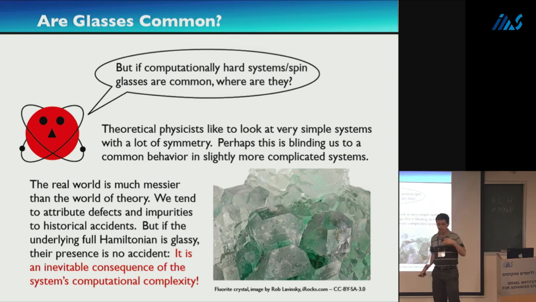And theoretical physicists have been blind to them because we really like the simple systems. They're much easier to work with. But of course, the real world is not so simple. It has all sorts of defects and imperfections and impurities and stuff like that. And maybe the reason they're there is not some accident of history. It's an inevitable part of history, because finding the true ground state of the universe could be a computationally hard problem. So let me stop there. Thanks.